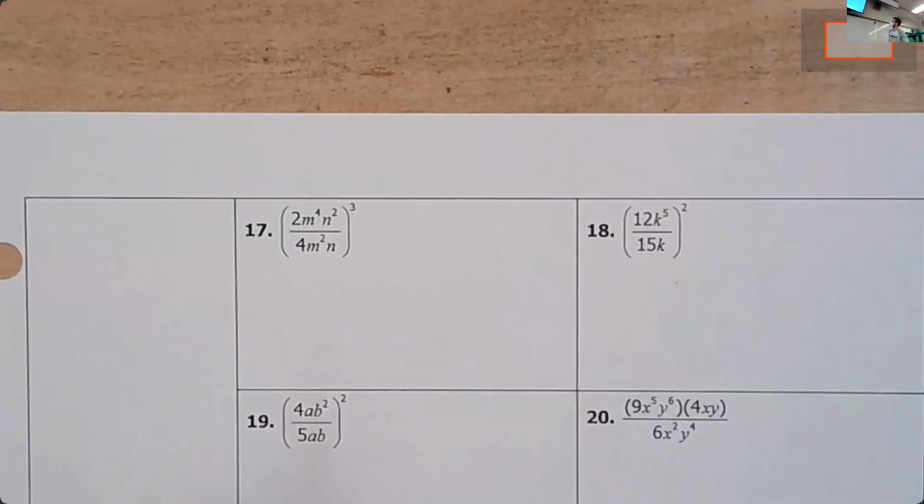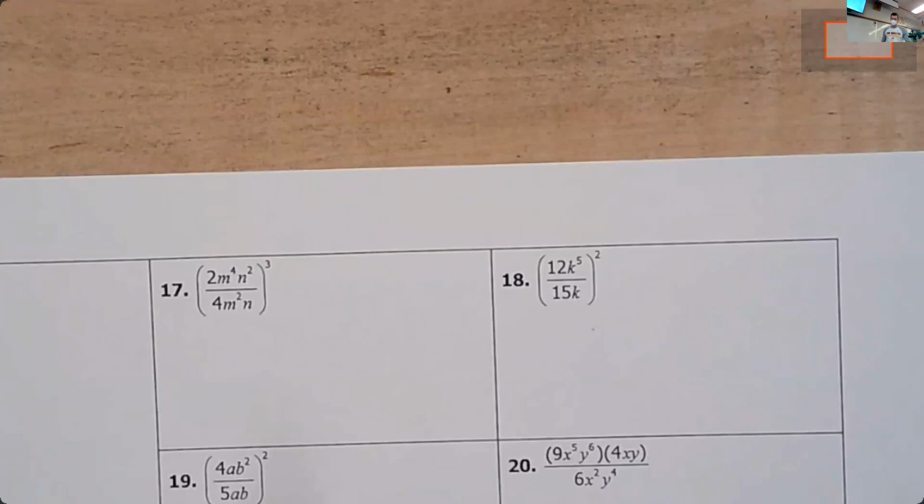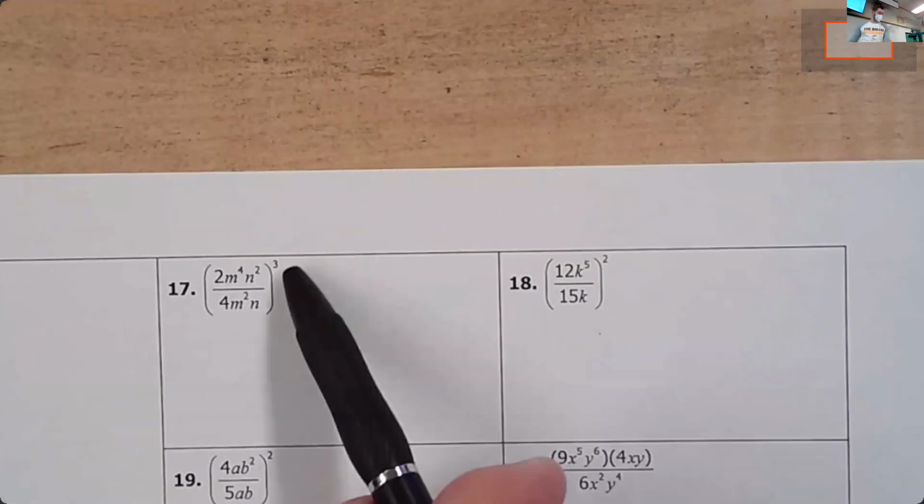All right, so number 17. What's the big difference on 17 versus, if you take a look at yesterday's notes, like number 15 and 16, how is 17 pretty different than those? Yeah, the entire fraction is inside parentheses with the exponent on the outside there.